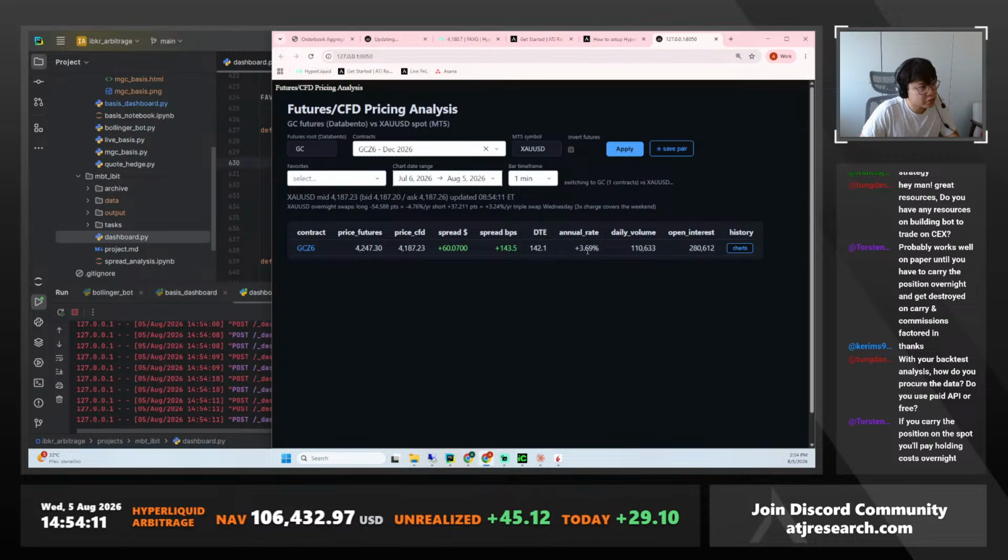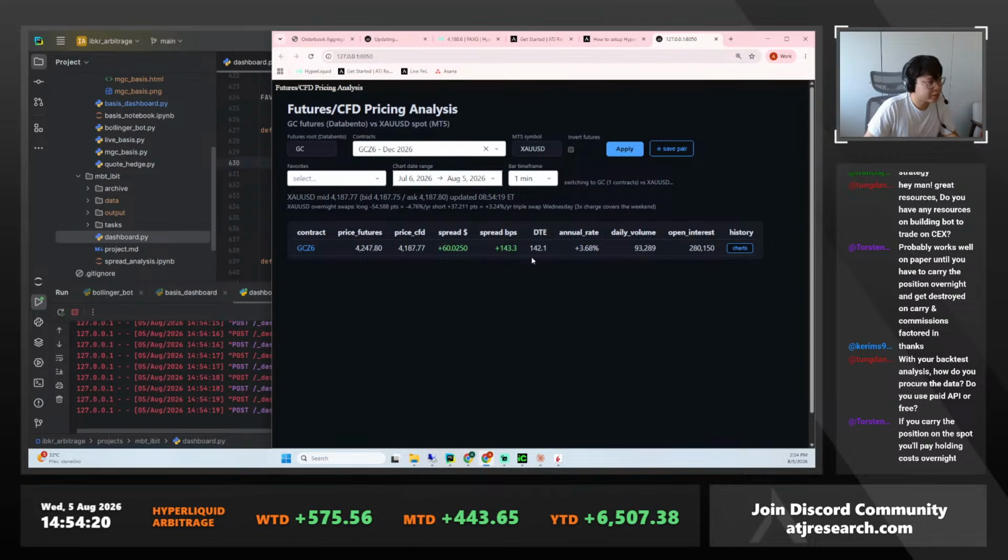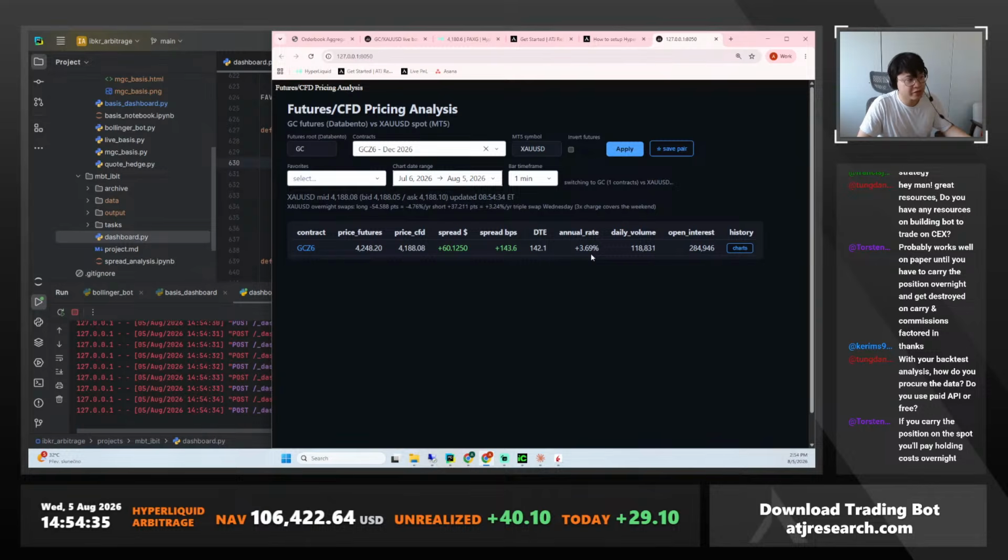So here the annual rate is 3.7%, let's say, right? So basically we're just taking the current premium, which is $60, so that's the futures basis. We divide it by the days to expiry, multiplied by 365, and divided by the current market price. So by holding a short position on GCZ6, you're going to make like 3.68 or 3.7% annualized.